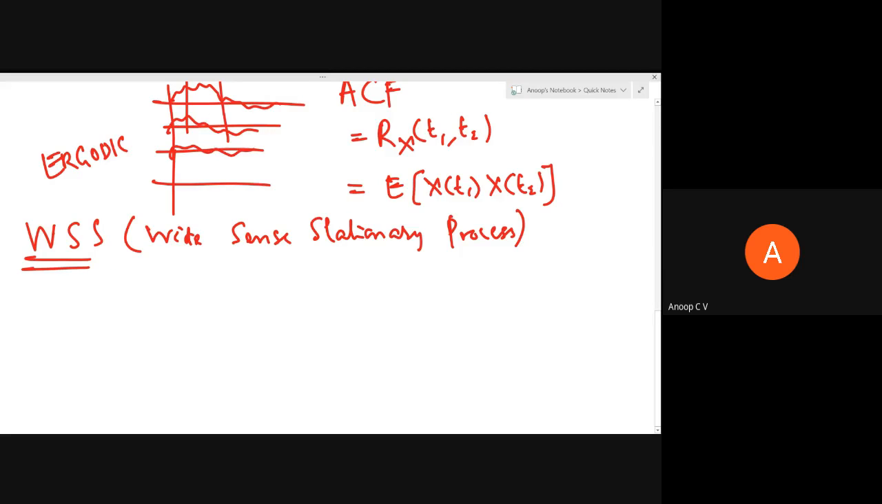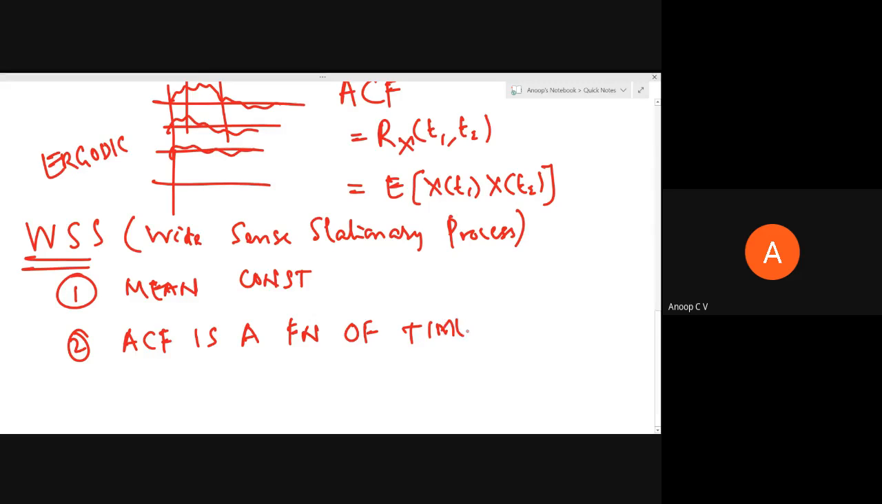Now, a process is wide sense stationary if it satisfies two conditions. First, its mean is constant. And second, the autocorrelation function, ACF, is a function of, please note it down, time difference. Autocorrelation function is a function of time difference.